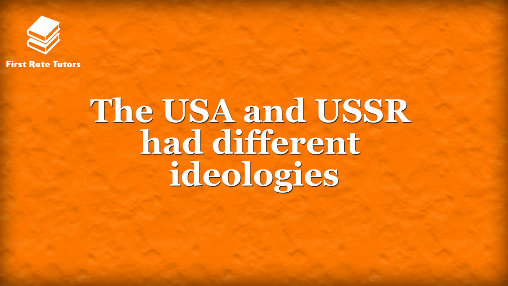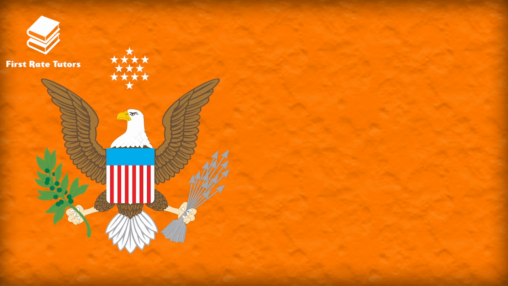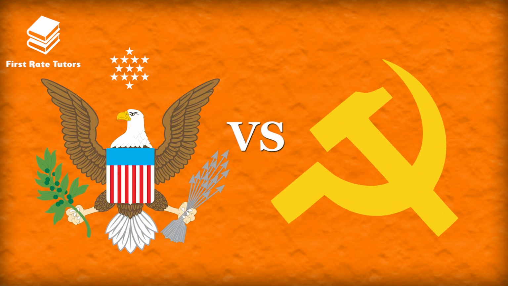The USA and the USSR had very different ideologies. The tension between the USA and the USSR was partly caused by their very different beliefs. Indeed, the USSR was communist, while the USA was capitalist. Both countries also feared the other's intentions.